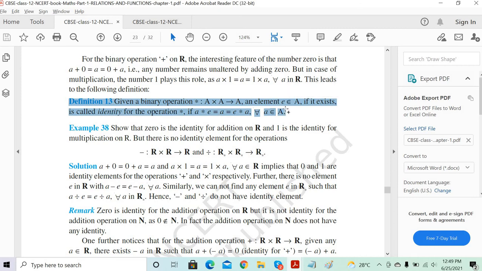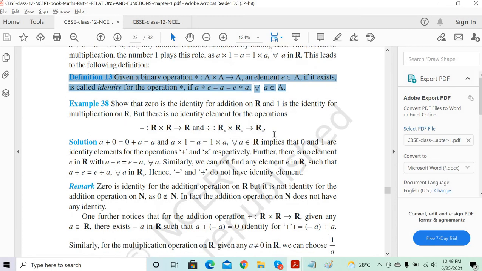You got the meaning clear? Now we'll do question 38. Show that 0 is the identity for addition on R, and 1 is the identity for multiplication on R. Then there is no identity element for the operations minus and division on R, and on R star.